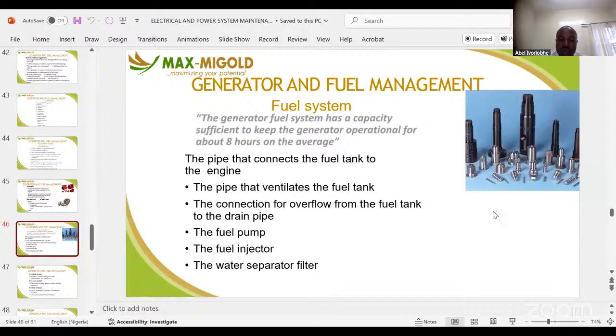So everything we do, we take precaution. If you don't allow fresh air to come in, the tank can expand and explode. Something you can avoid with just a little amount of money, you allow it to go bad. So we have the fuel pump, the fuel injector, and the water separator. These are the components of the generator fuel system.